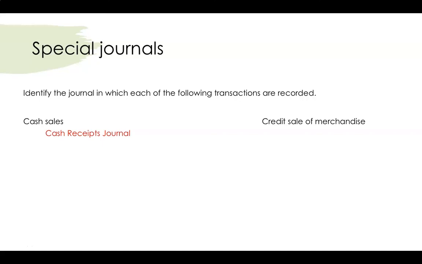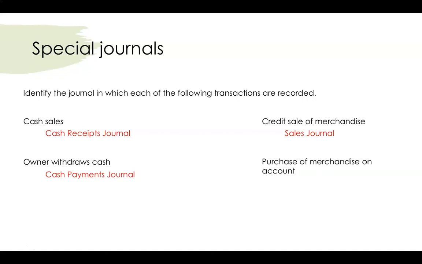Credit sale of merchandise, that's what we just talked about. That's your sales journal, right? A sale of merchandise on account. Owner withdraws cash. That means that cash is coming out of the business, right? So that's going to be a cash payments journal transaction.